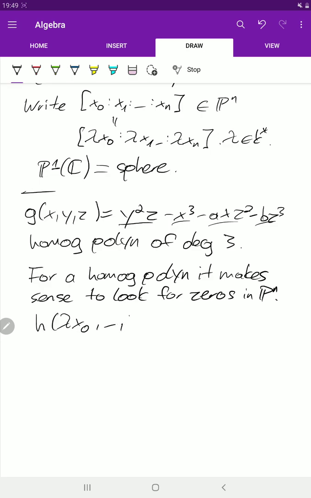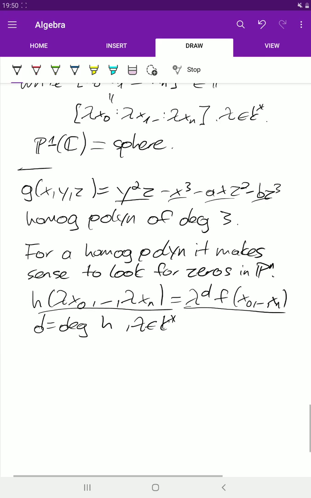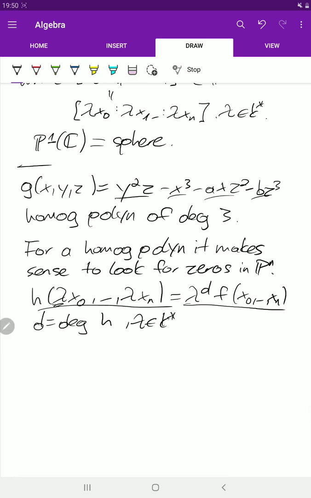and we multiply with a fixed lambda, then we get that this is lambda to the d, where d is the degree of h, times h of x_0 to x_n, and lambda again non-zero. And so we get that the left-hand side is 0 if and only if the right-hand side is 0. And that's why it makes sense to look for zeros in projective space, so it doesn't depend on this lambda.